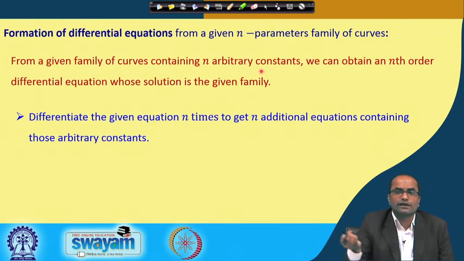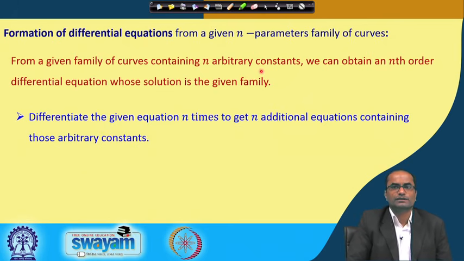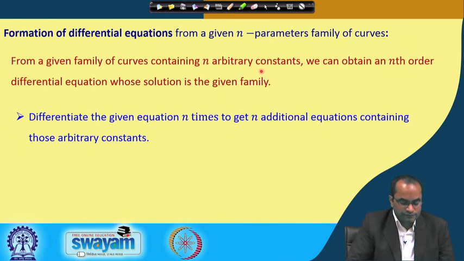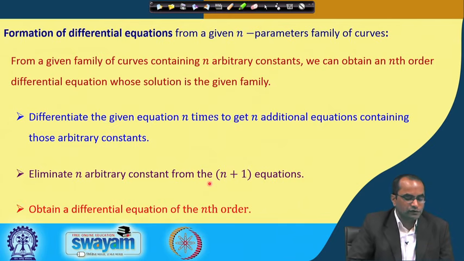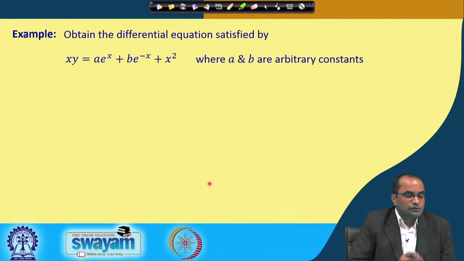So, we will get n more equations when we differentiate n times, and out of these n plus 1 total equations, we eliminate the constants or parameters. Then we get an equation which contains only the derivative terms and the dependent and independent variables, free from the parameters. So, by eliminating from these n plus 1 equations, we obtain a differential equation of nth order. We will see with the help of examples how this formation works. So, we consider this example now.